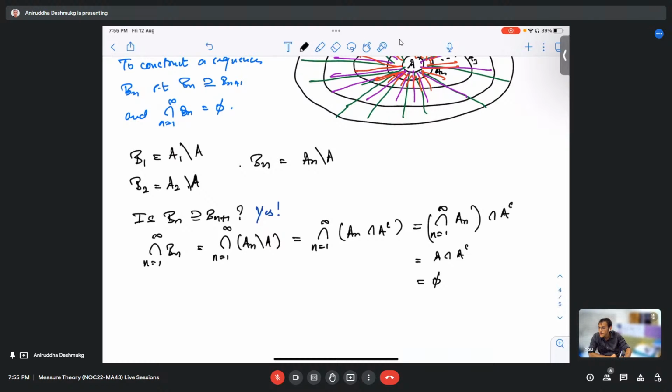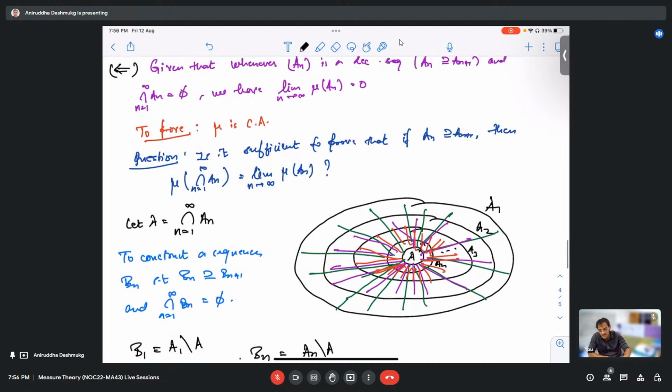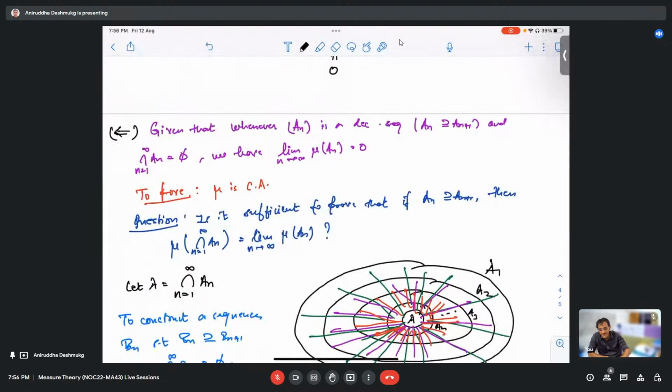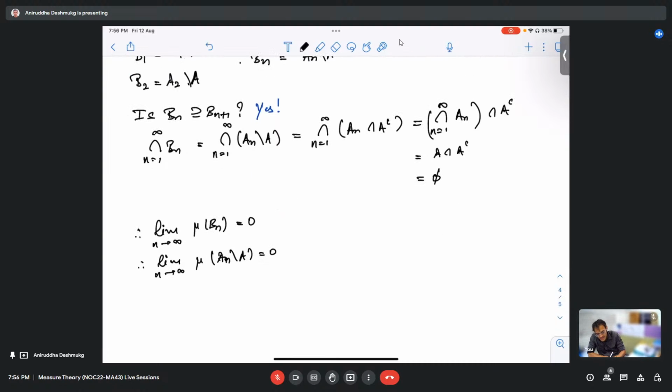Do you agree? Yes, sir. Okay. So now once this is empty, it is given to us that whenever we have a decreasing sequence whose intersection is empty, the limit of mu A_n is 0. My assumption: limit n going to infinity, mu B_n is 0. So that means what? What is B_n? B_n is A_n difference A.